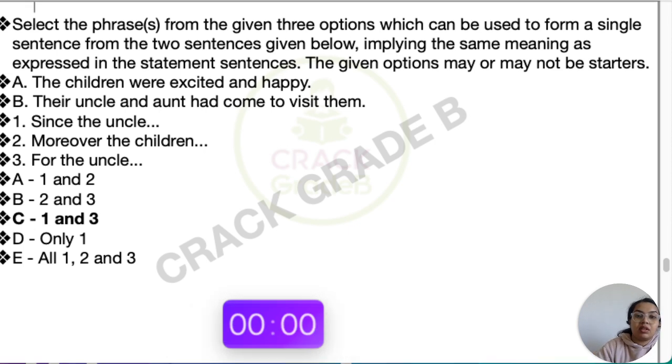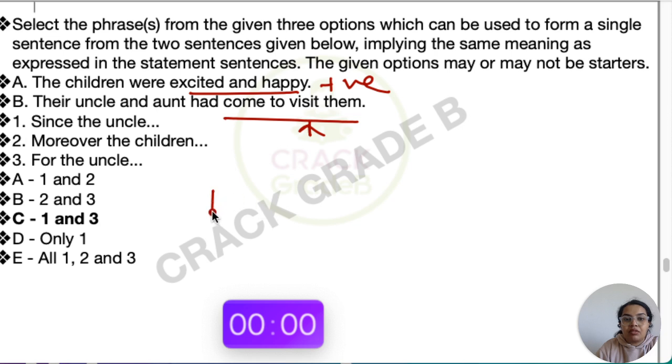Answer here is the third one. So the children were excited and happy, positive sense. Their uncle and aunt had come to visit them. It shows why they were excited and happy. So it is super duper simple. So first and the third one. Just now I told you for cause and effect, if you want to mention, then you can use because, since, you can use for.